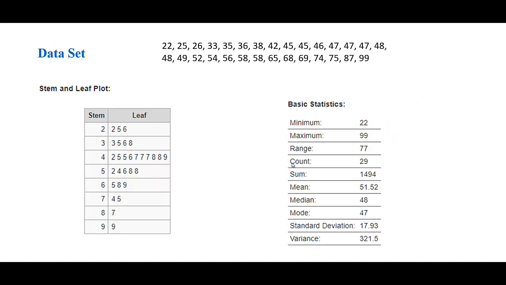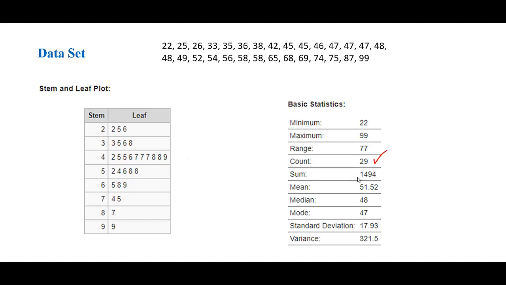Count is the total number of values in the data set. So just calculate it from this stem and leaf diagram. 1, 2, 3, 4, 5, 6, 7, 8, 9, 10, 11, 12, 13, 14, 15, 16, 17, 18, 19, 20, 21, 22, 23, 24, 25, 26, 27, 28 and 29. So these are 29 observations.